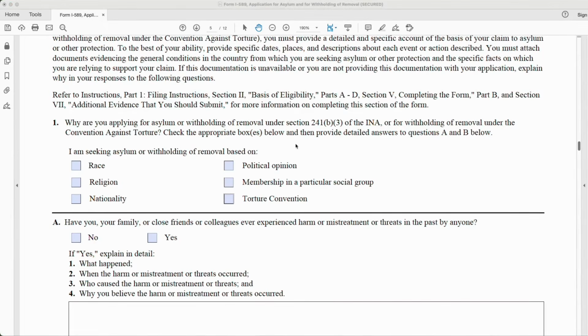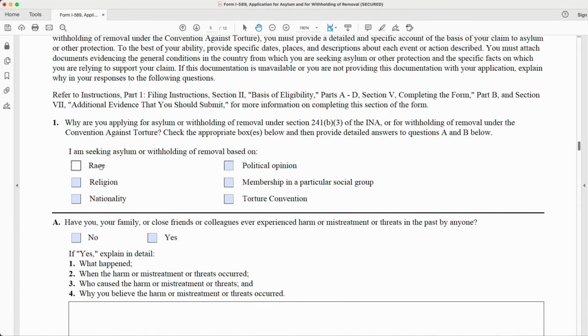Here is one example. If someone was harmed or fears harm because they oppose their country's government, they might check this box for political opinion. And if the reason they oppose the government is because the government mistreats people of their race or ethnic group, they might also check this box for race. They might also check torture convention.